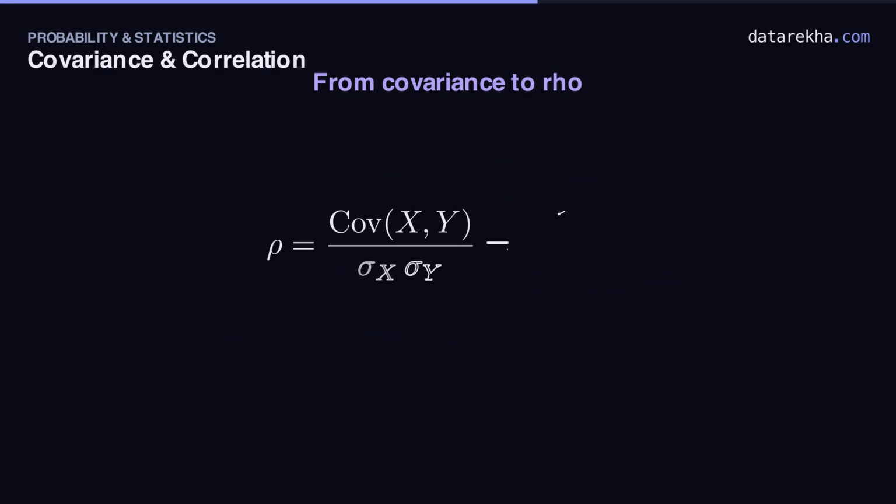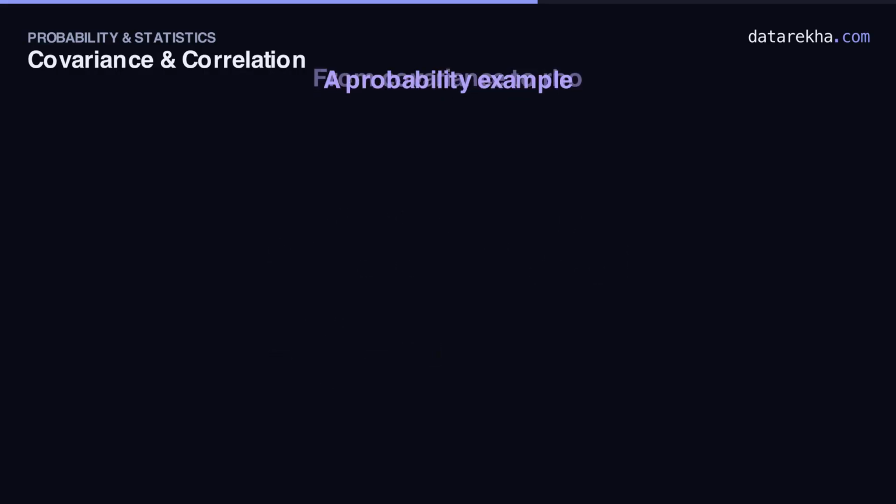Now assemble rho. Covariance 1.8 over root 2 times root 2. And root 2 times root 2 is just 2. So rho is 1.8 over 2, which is 0.9. A strong, positive, nearly linear relationship, comfortably inside minus 1 to 1, exactly as it must be.